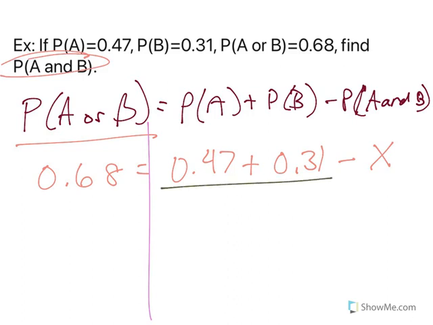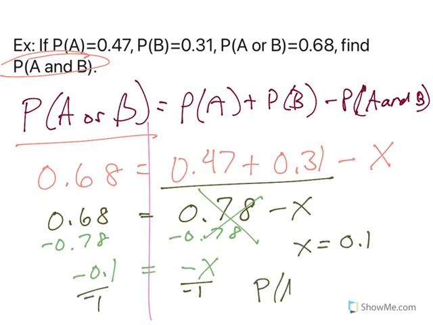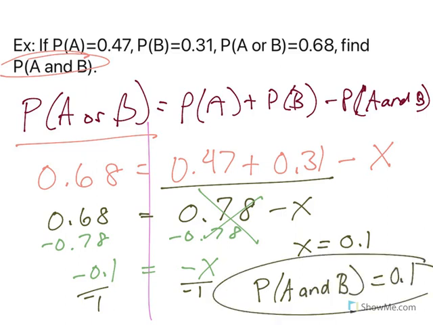So let's combine these on this side. I get 0.78 minus x equals 0.68. I want to get x by itself, so I'm going to subtract 0.78 from both sides. And I'm left with negative x equals negative 0.1. Well, if I divide both sides by negative 1, x gives me a positive 0.1. So the probability of A and B is 1/10. And that is playing with the addition rule for probabilities.